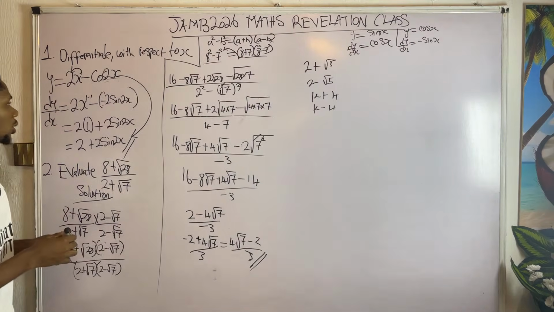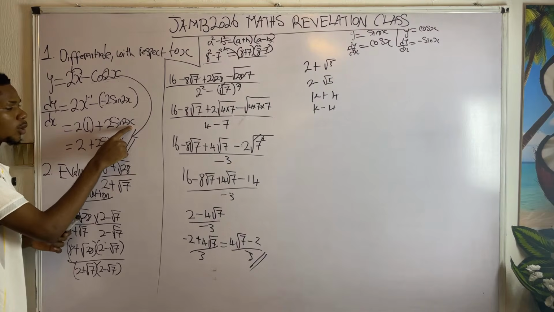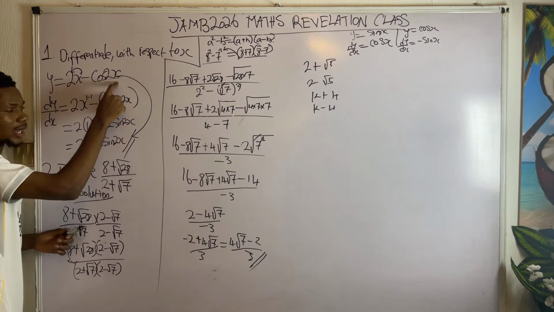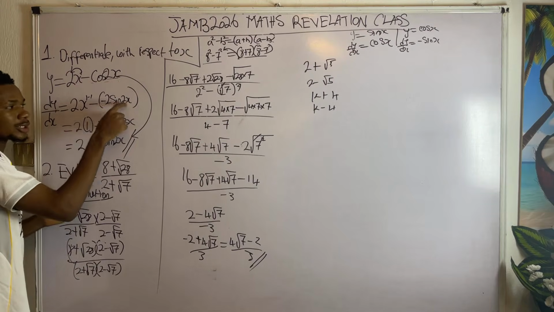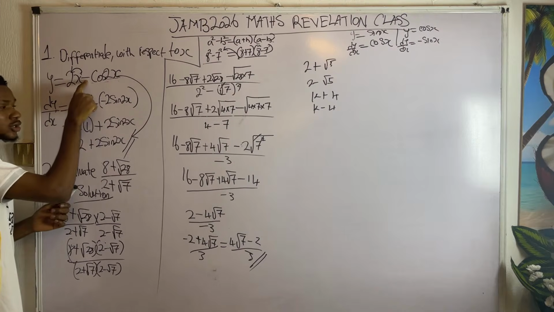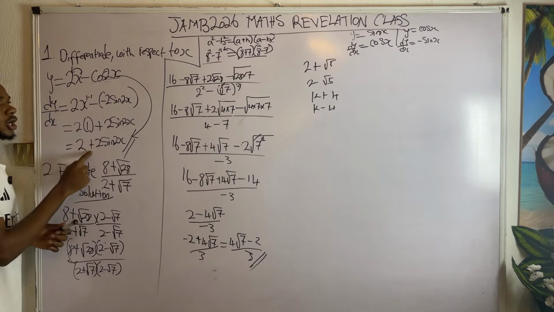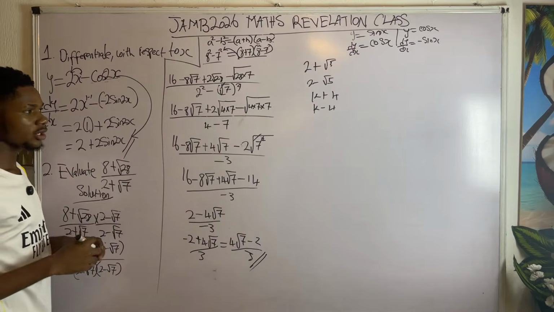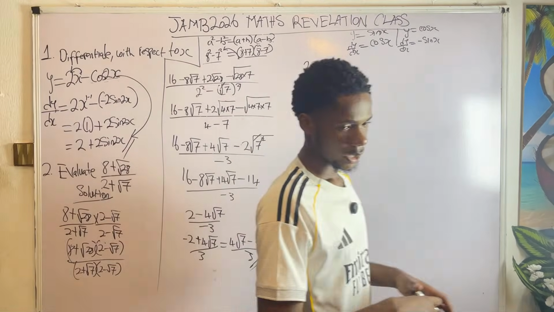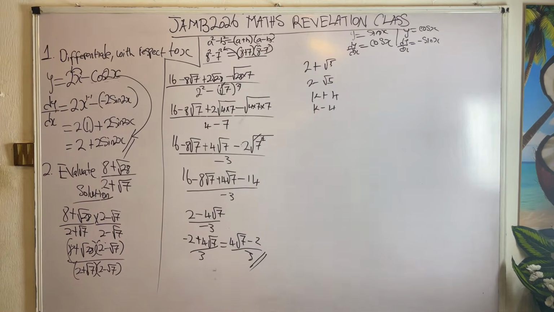Take note. So when you differentiate cos 2x, you get minus sine 2x, which is what you are seeing in this bracket. But there's already a minus there. Minus and minus, you get what now? Plus. So you have 2 sine 2x. Very, very easy.